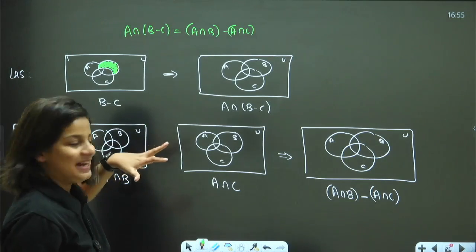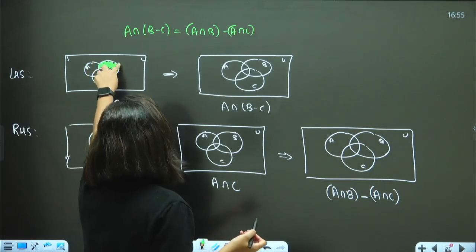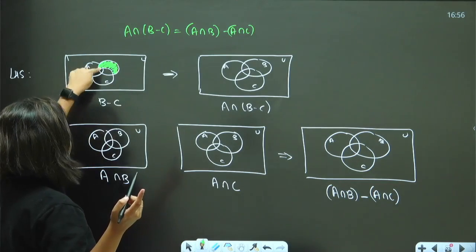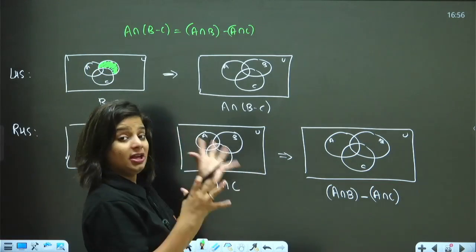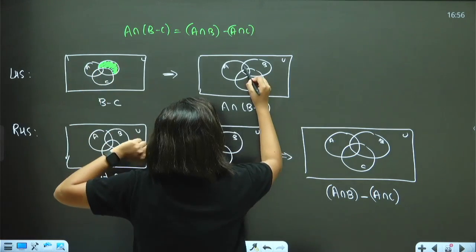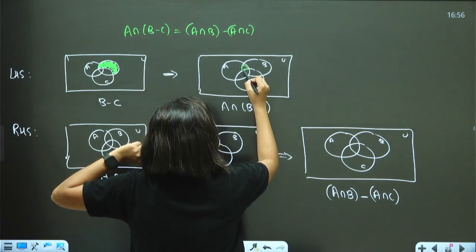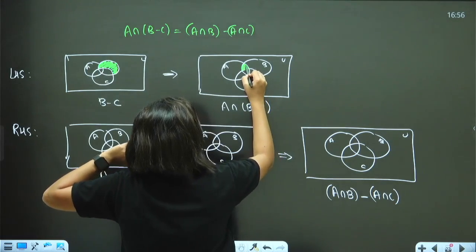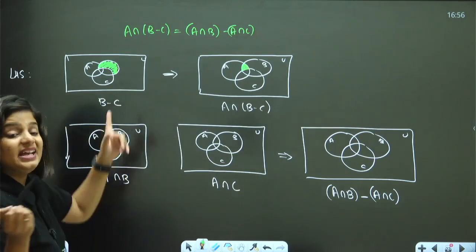Try to understand please. Then take this green portion, you have to take it common with the A circle. So what is common between the A circle and the green portion? Between this A circle and this green portion, only this much part is common, right? This upper triangular part. This is what I get, the LHS.